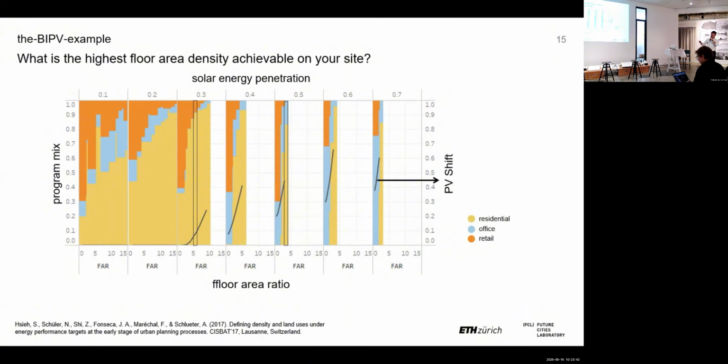So we studied this site and came up with this diagram to show when the planners need to have a metric for the particular district, and this diagram could be used as guidance of what could be possible on the site. Like if we look at another number, if the goal is only 10% of solar energy penetration, you can achieve as high as FAR equals 15, and then you have more flexibility on choosing the mixed use ratio. And why is it like that?